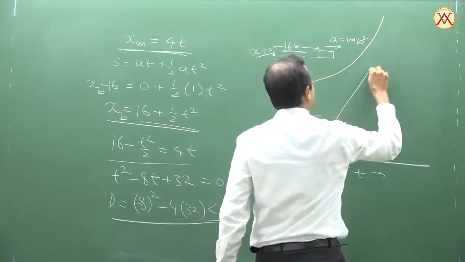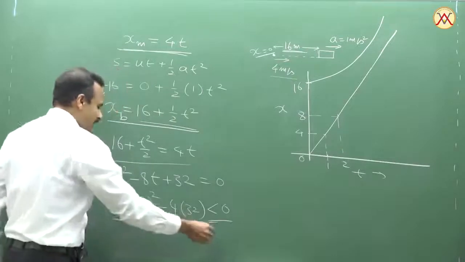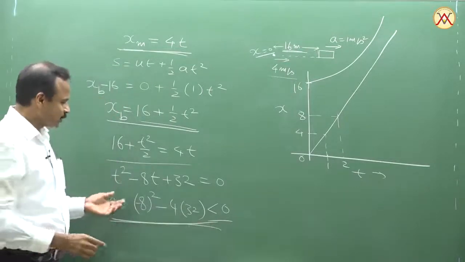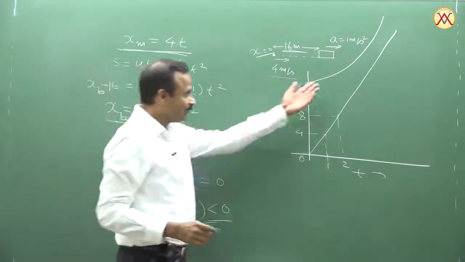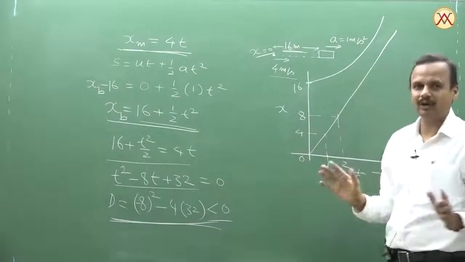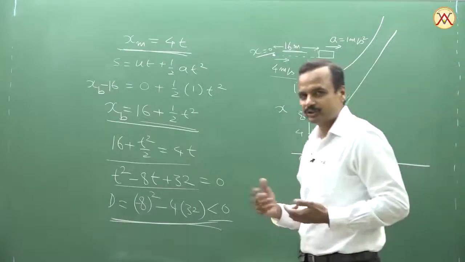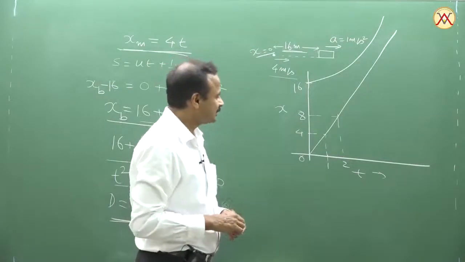The two graphs are not intersecting. That is what we are getting. There are no real solutions of this equation. Discriminant is negative. Graphically, what it means is that the two graphs, they don't have a common point. So it shows that the person will not be able to catch the bus.